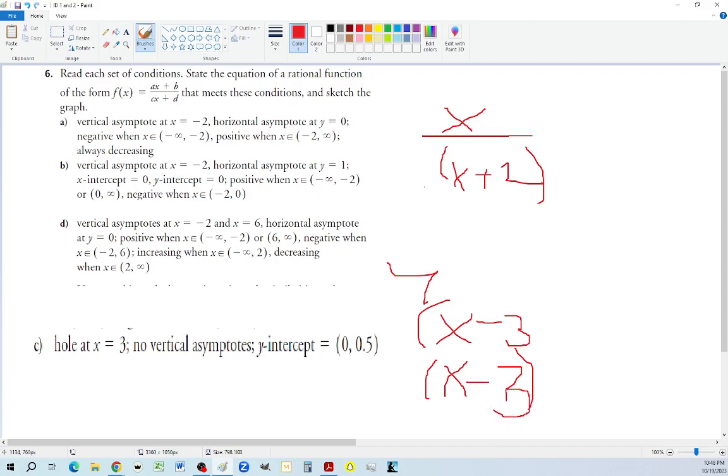How do we get it when x is 0 to 0.5? Because if we look at x is 0 like this, it becomes minus 3 over minus 3, which is equal to 1, which means we should have a 2 in front of this. That way when x is 0, we get 2 times minus 3, minus 6, and on top we get minus 3. So we get minus 3 over minus 6, which makes a positive half. So let's see if that's true. x minus 3 over 2 times x minus 3.